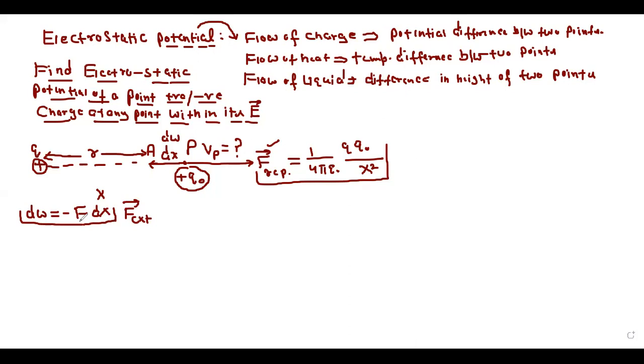Now this is the repulsive force. Now I place the value of this repulsive force and I will find out the total work done also. So first I place the value of this force: minus 1 upon 4 pi epsilon naught, q naught divided by x square, into dx.